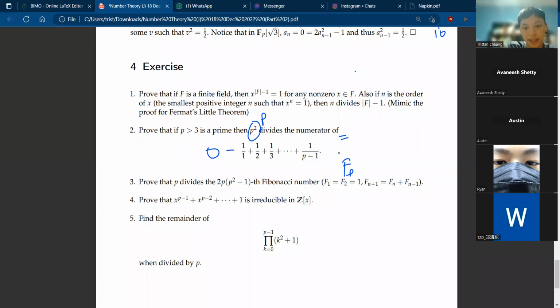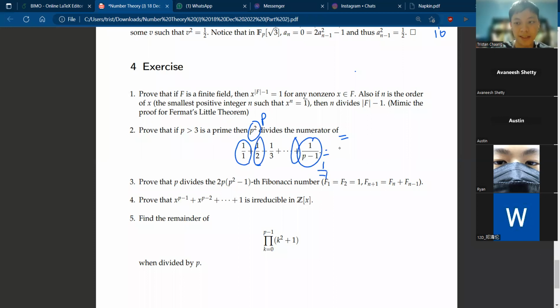But in F_p, this is easy, because in F_p, this is 1, this is 1 over minus 1, this is 1 over 2, the second to last is 1 over minus 2. So they all cancel out, right? They all cancel out. The result is 0. So at least the numerator is a multiple of p. But that's not enough, right? We want p squared.